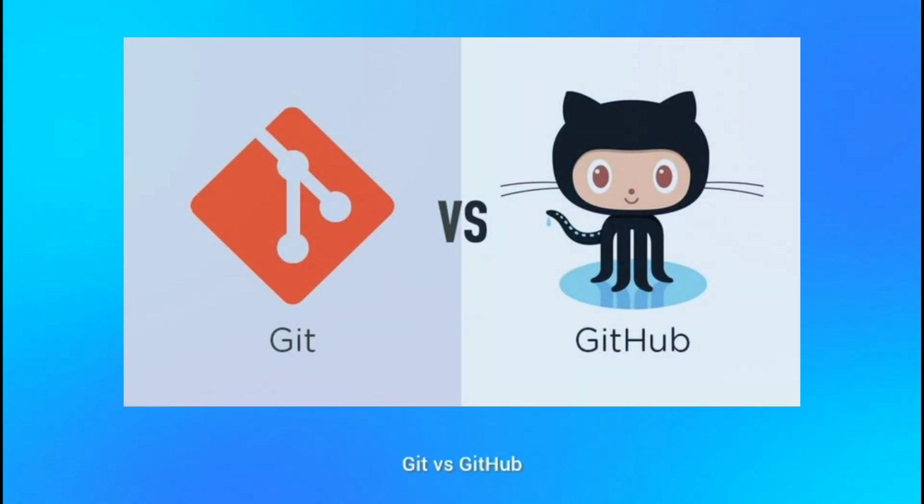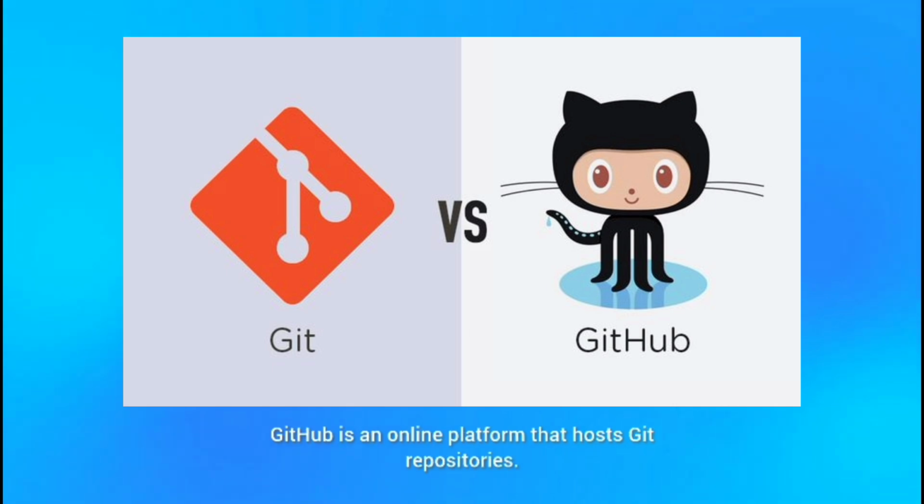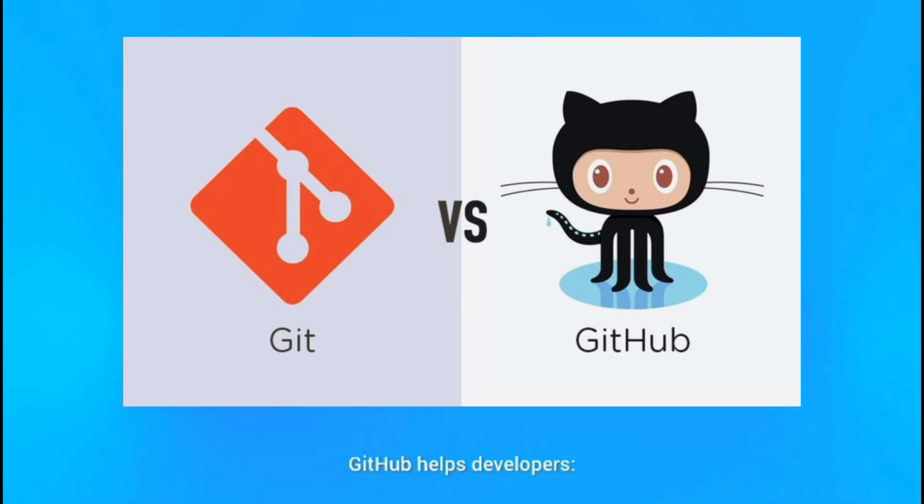Git versus GitHub. Many beginners think Git and GitHub are the same, but they are different. Git is a version control system that runs on your computer. GitHub is an online platform that hosts Git repositories. GitHub helps developers store code online, collaborate with others, share projects, and contribute to open source software.